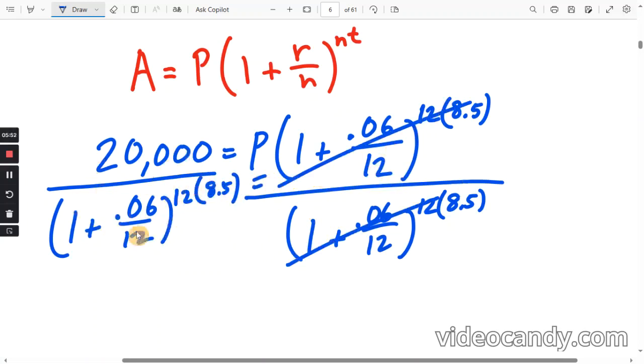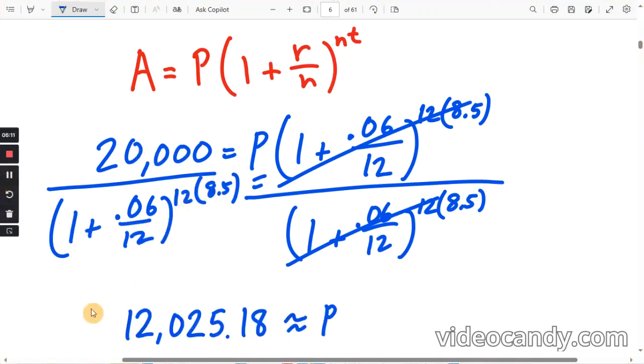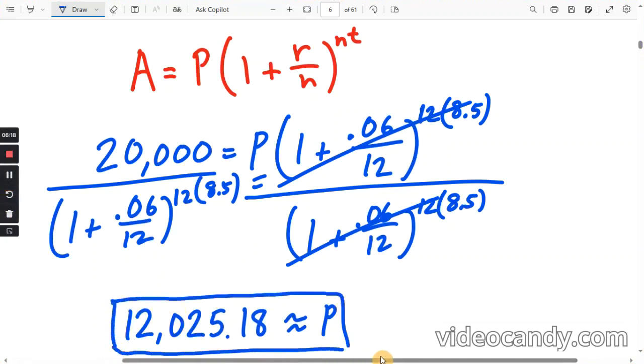I'm going to do the denominator first. Use parentheses, 1 plus 0.06 divided by 12, and that is to the power of 12 times 8.5. In the denominator, I got about 1.66. I did 20,000 divided by that answer, and rounding off to the nearest cent, I got $12,025.18. That is your present value or your principal amount, same thing, that you would have to invest at that rate for that time and get $20,000.